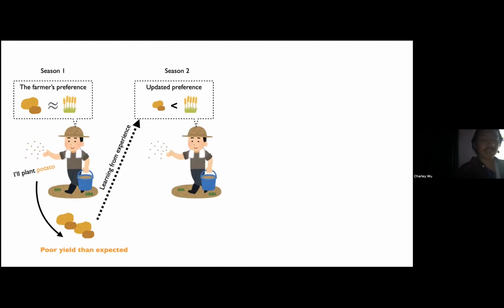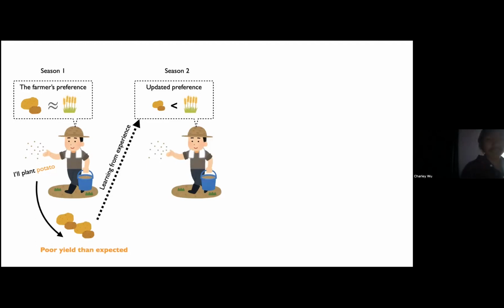Let's say he just happened to choose the potato for the first planting season. So he tried potato, and afterwards he gets a reward, and let's say it turned out to be a poor yield, so unlucky. This reward experience then feeds back to his next belief. He now knows potato might be a worse option than wheat. So now his belief is updated.